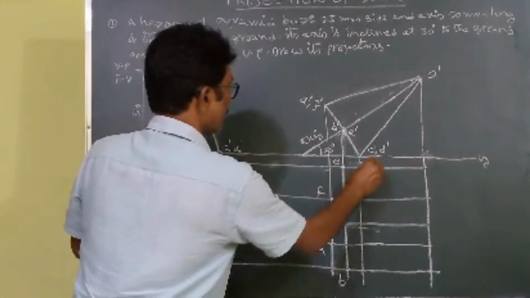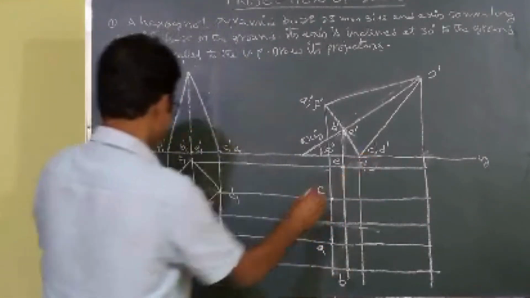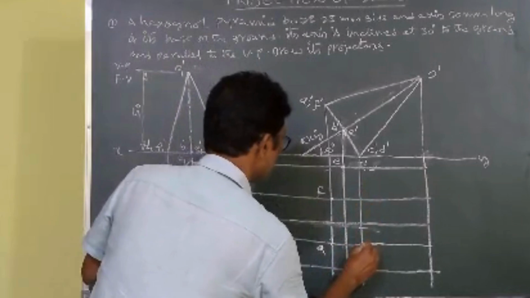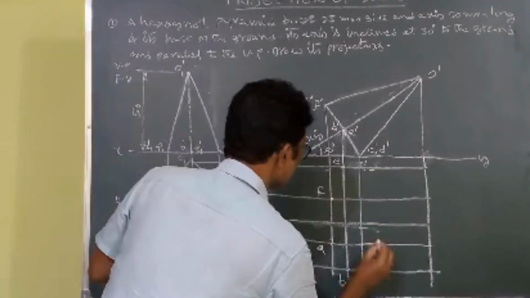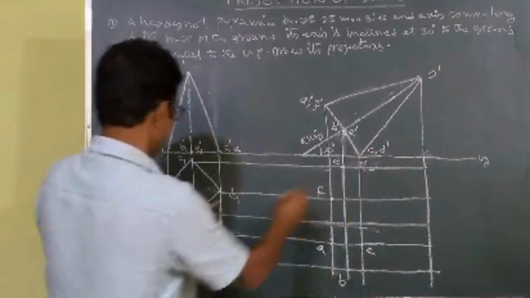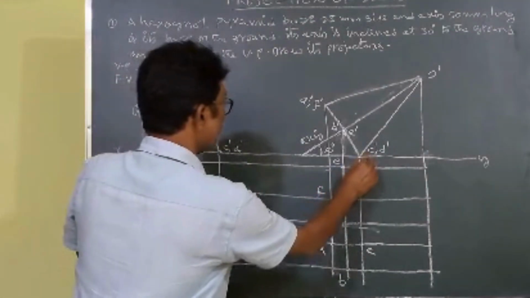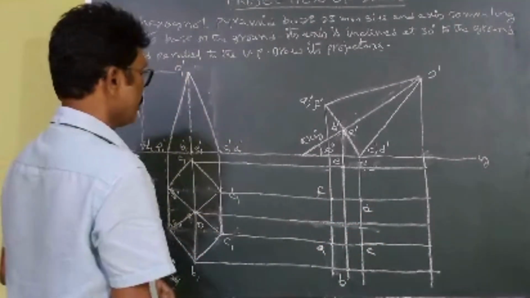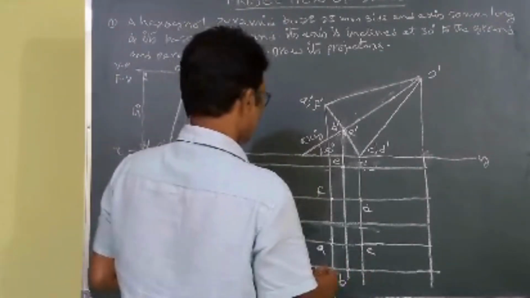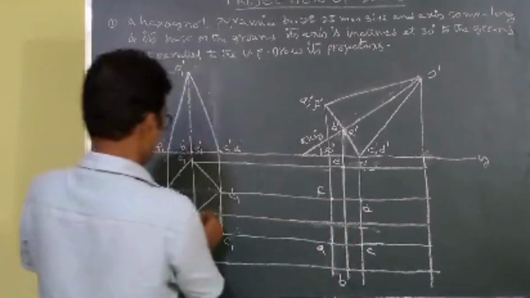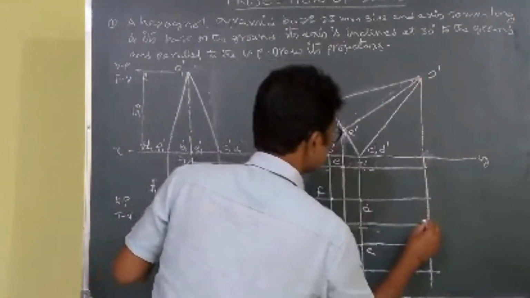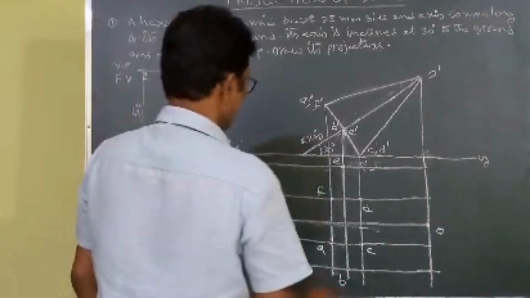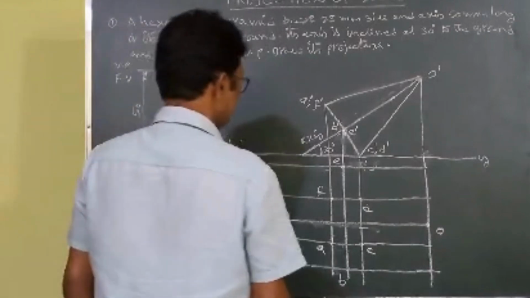From this point you come to here. C. Where is C? C is here. These 2 lines are intersecting here. This is C. Here also D is there. This is the D. Same. They are intersecting here. Okay. Now O point. O is the intersecting point. This is O. Now we have to join this shape.